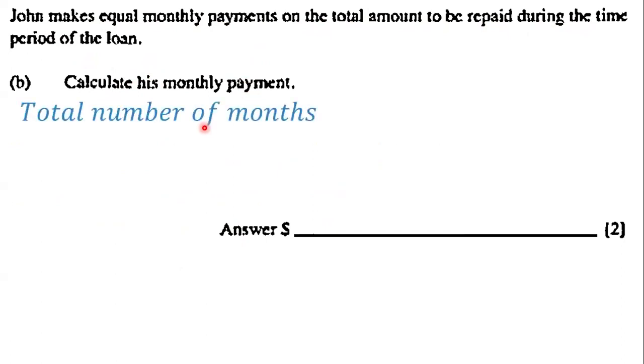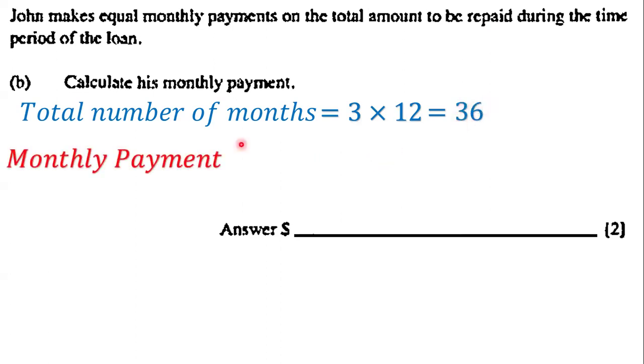But how many months are we talking about? Well, we have here a total number of months. We know it's 3 years, and each year has 12 months. And so in order for us to determine the total number of months, we're going to say 3 times 12. And 3 times 12 is 36. And so the total number of months is 36 months.